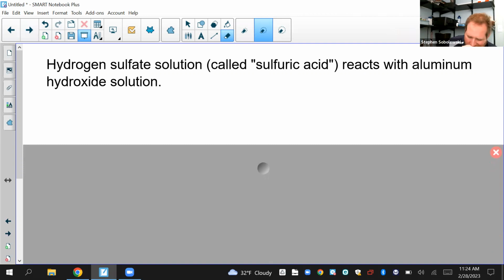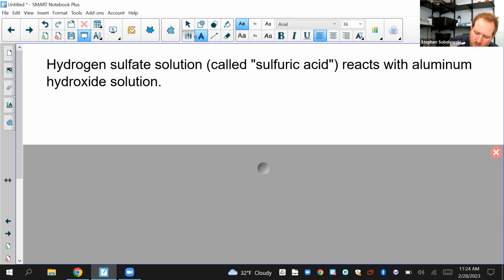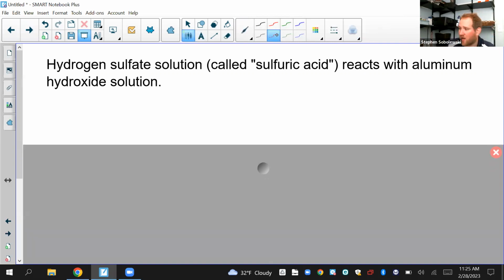All right, so this is hydrogen sulfate solution, called sulfuric acid. If you're watching this from honors, you should have already done all your acid naming, so you should be able to do this. Chem 1-2, we'll get to naming acids later in the year. All right, so hydrogen sulfate solution. So hydrogen is H+, sulfate is SO4 2-. So this is going to be H2SO4 aqueous.